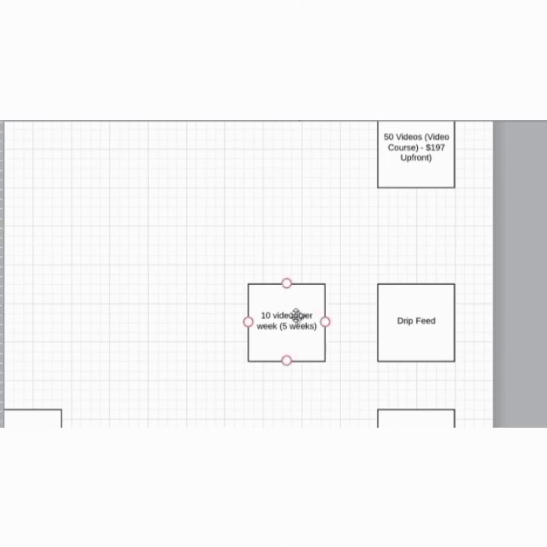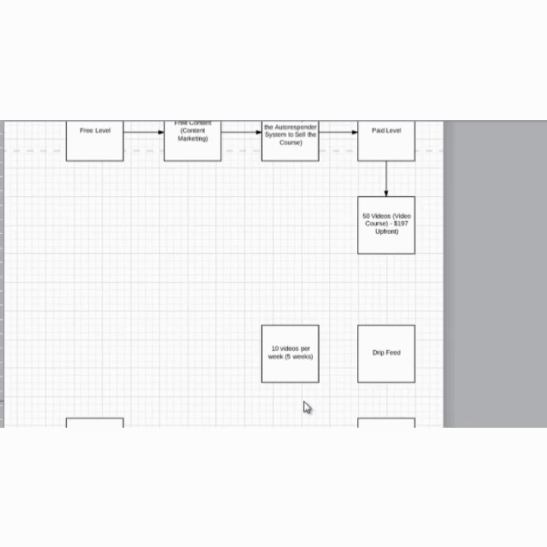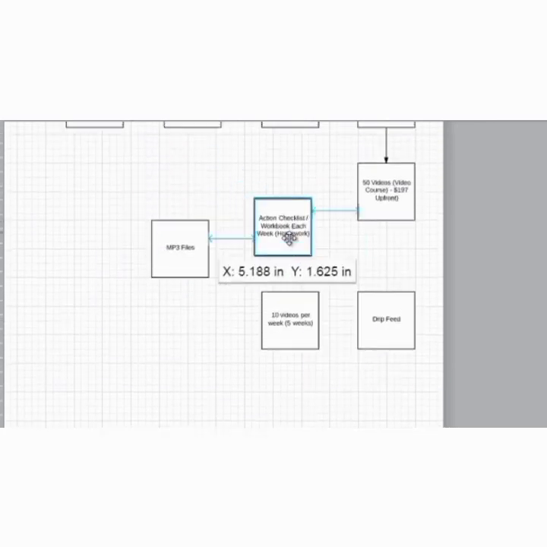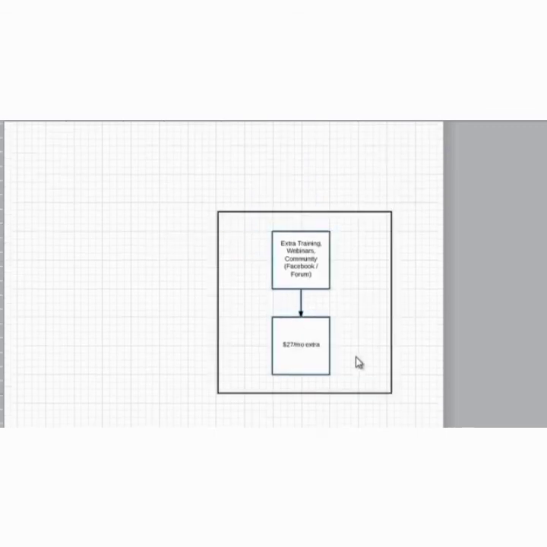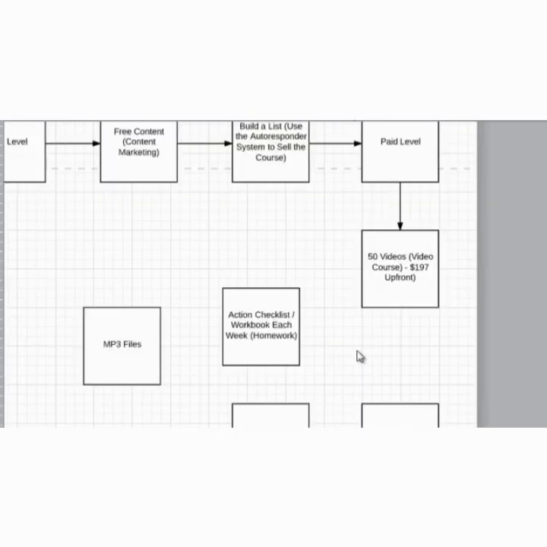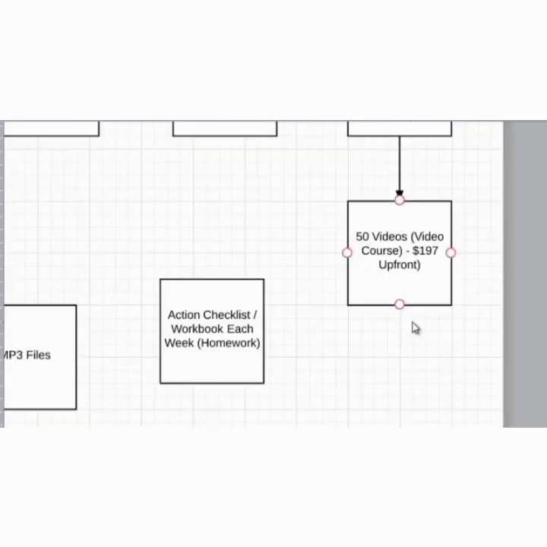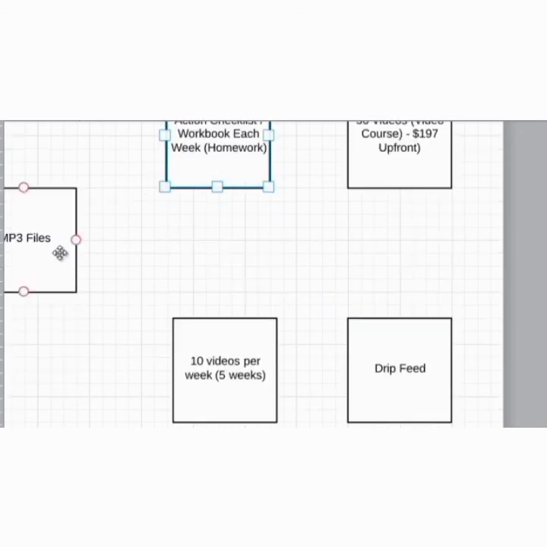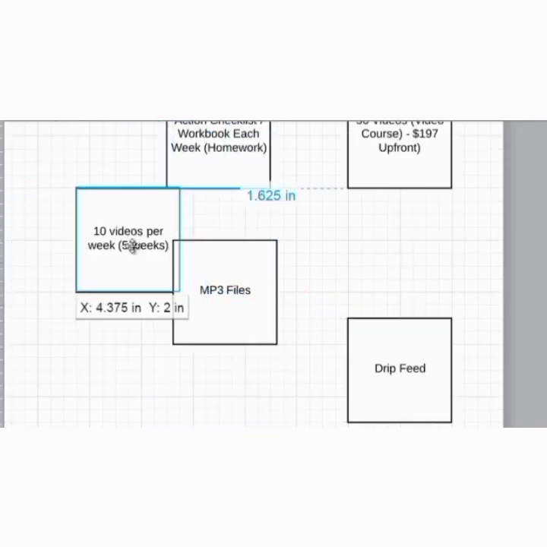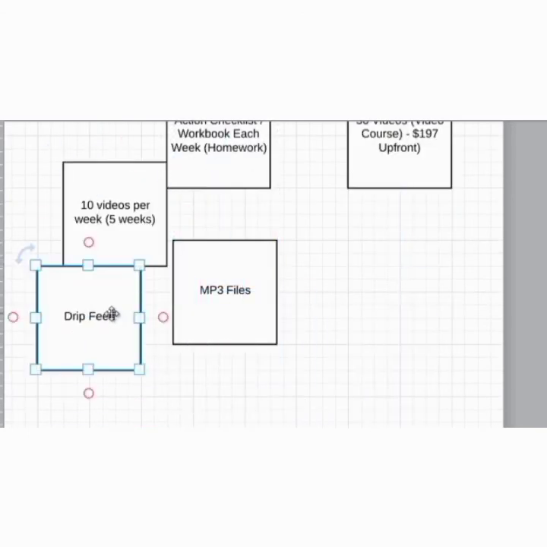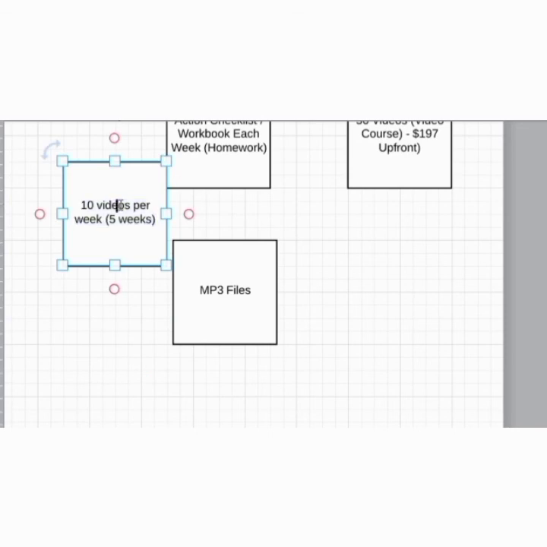And then, of course, what they're going to get is the MP3 files, they're going to get the action checklist, and this is the recurring fee here. So I'm going to move this here. So let me zoom in a bit so you can see it better. But the way we're going to deliver it is via the action checklist, the MP3 files, and they're going to get it drip fed. I don't need this. I can consolidate it into here.